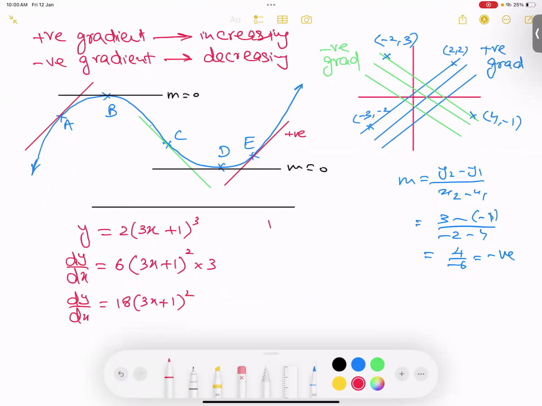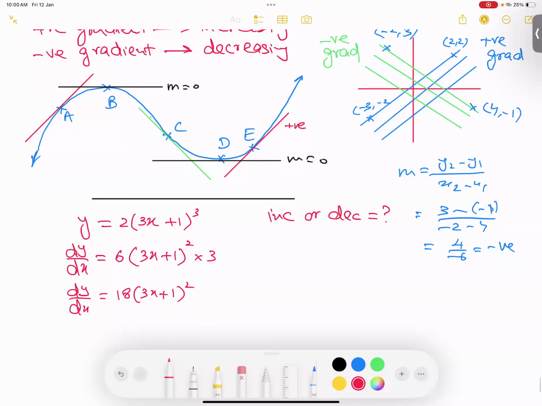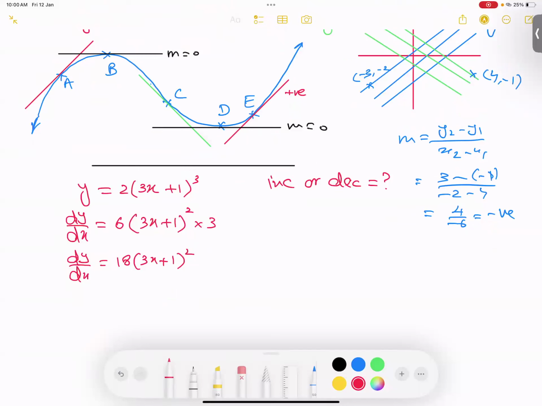Now one thing is very clear. The examiner can ask you: is it increasing or decreasing? My point, students, is very simple. Whenever you have negative 1 to the power 2, it gives negative 1 into negative 1, which gives a positive answer, positive 1. If the power is 3, it gives minus 1 into minus 1 into minus 1: minus times minus is plus, plus times minus is minus. So learn one lesson from here.